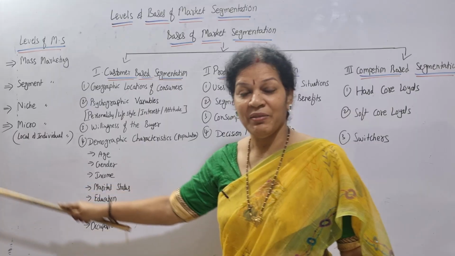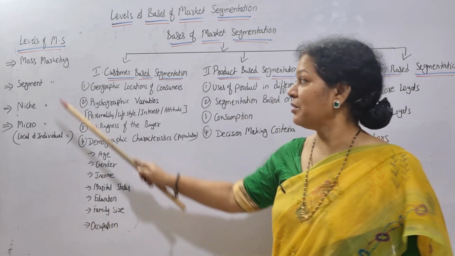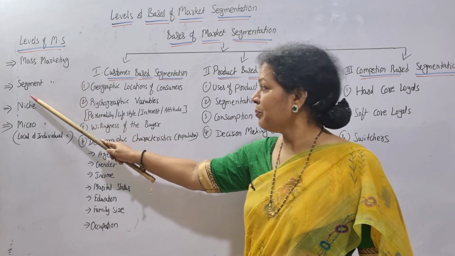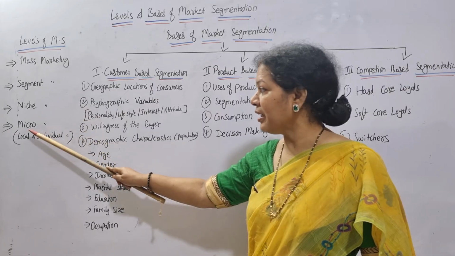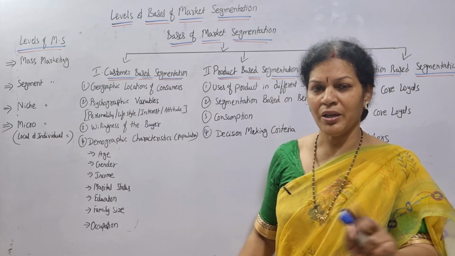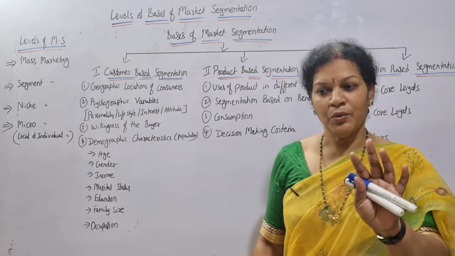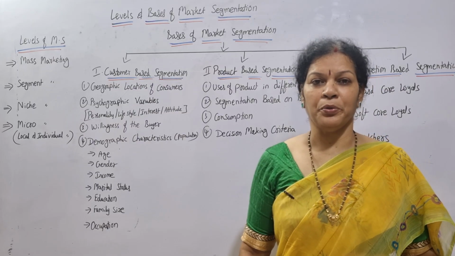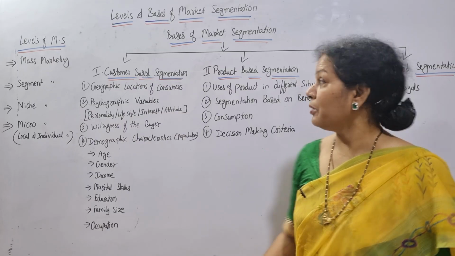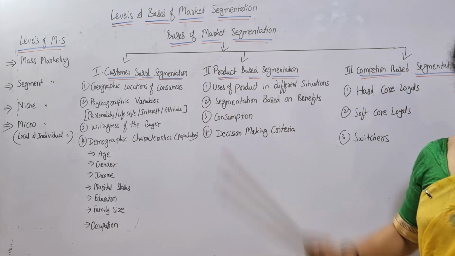So these are the levels of market segmentation. First one is mass marketing, segment marketing, niche marketing, and micro marketing. Micro, local and individual. Able to remember? 4 market levels. Now, market segmentation, how do we do it? That is the basis of market segmentation.